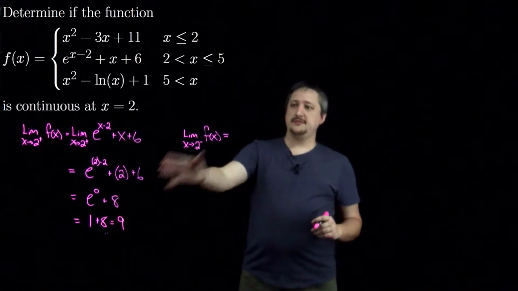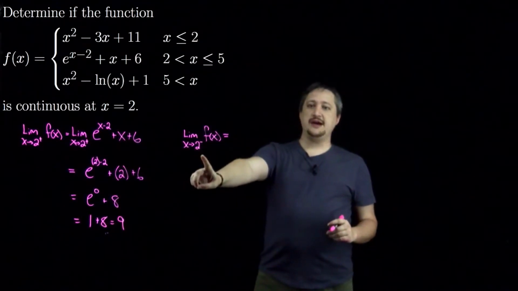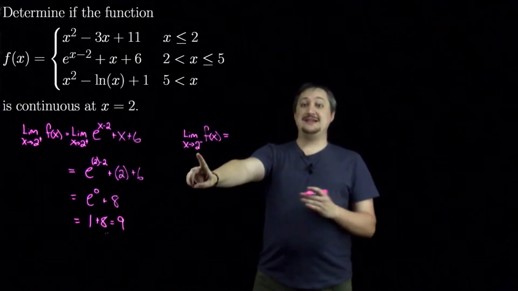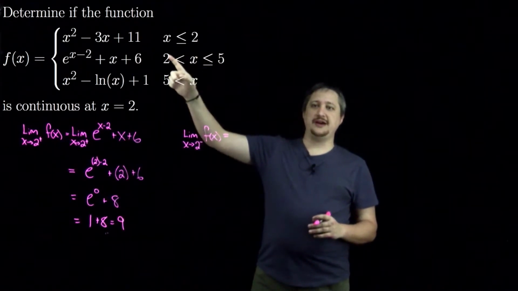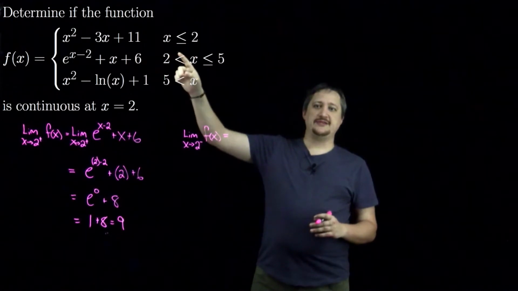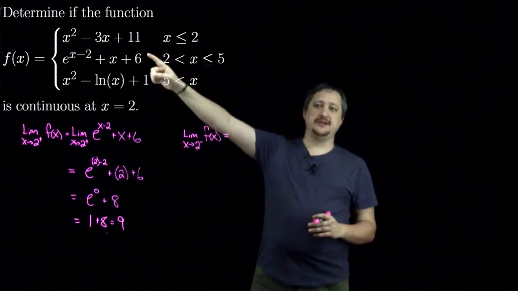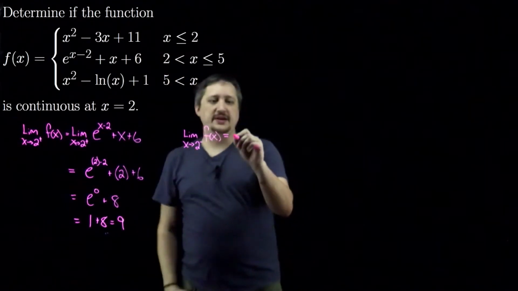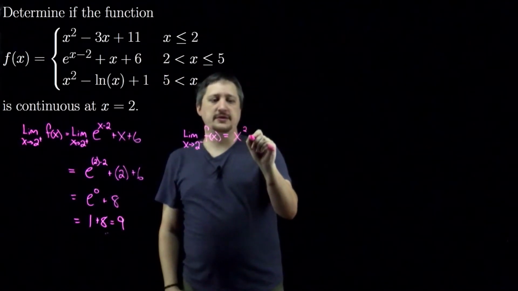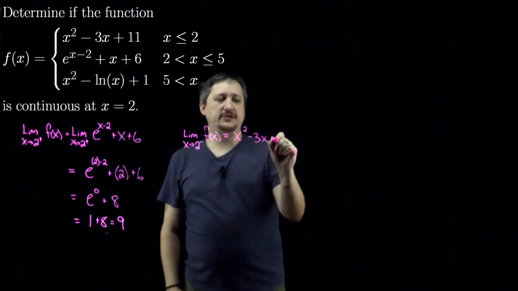So that was that time. So now I'm going to do 2 from the left, meaning slightly less than 2, right? So I'm looking at my lines. I see, okay, x is less than or equal to 2, which means I'm going to be using this top one up here, right? So this means that I have x squared minus 3x plus 11.